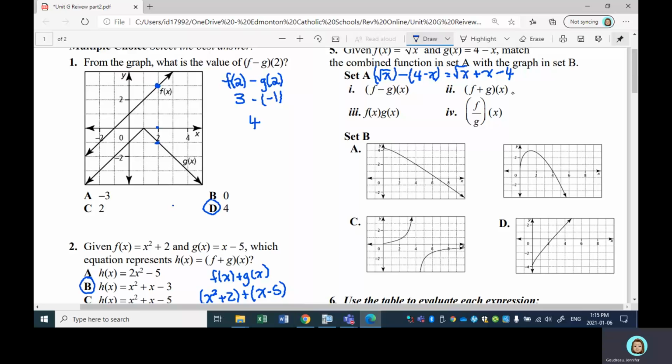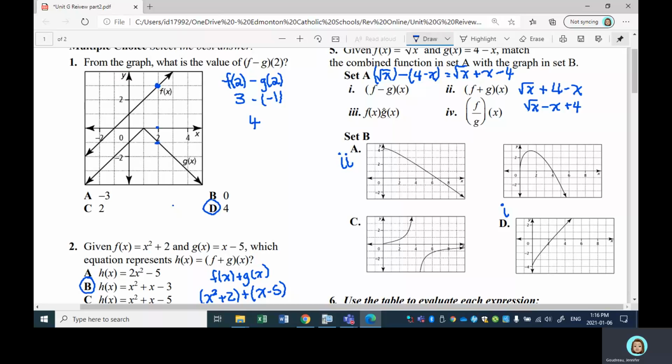F plus g at x. So this is going to be root x plus 4 minus x. Or we could write it as root x minus x plus 4. And again, that's going to be the difference here. This one has a positive 4 as its constant. The other has a negative 4 as its constant. So that kind of settles it for me that D goes with equation 1 and A is going to go with equation 2. Again, it's a radical function, so we can tell it has that shape, and it's the positive 4 that is clinching it for 2, that is going to be A.